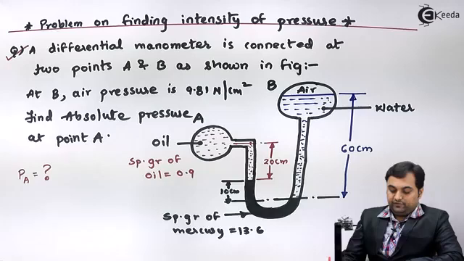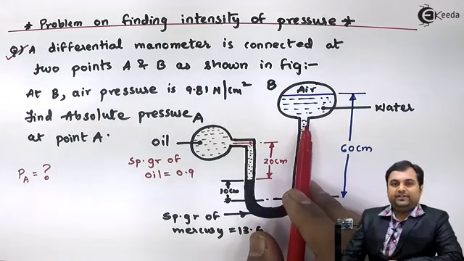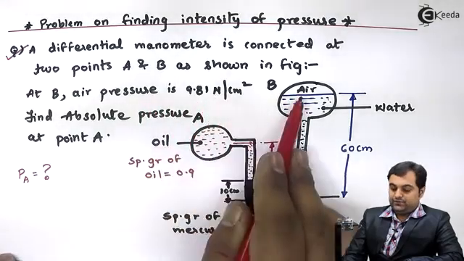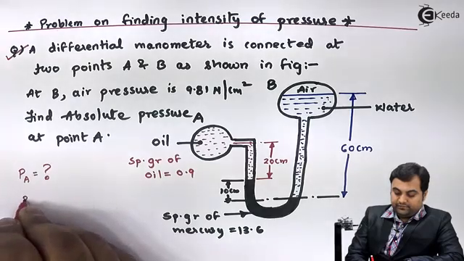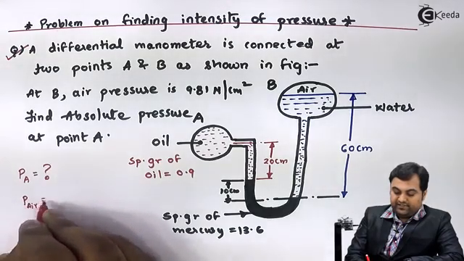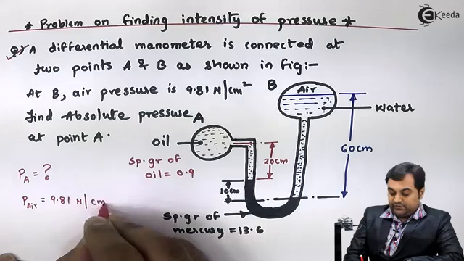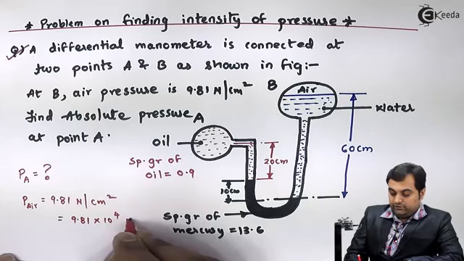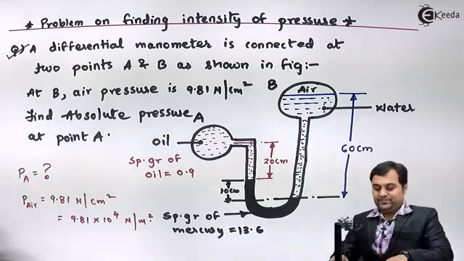Now, when we have to calculate the pressure at point A, we should know the pressure at point B. Then only we can calculate it. As we see in this question, the air pressure is given. So the pressure of air on the right limb, P suffix air, is equal to 9.81 Newton per centimeter square, or it is 9.81 into 10 raised to 4 Newton per meter square. Now we have to solve this question. So I'll write the solution for this.